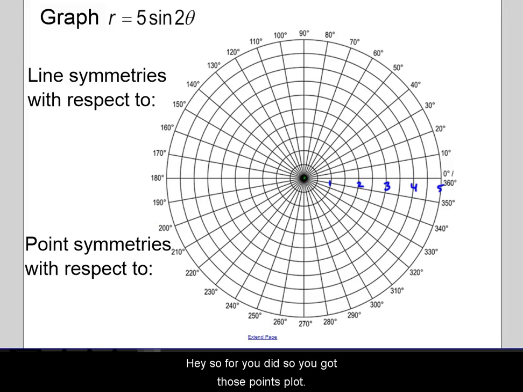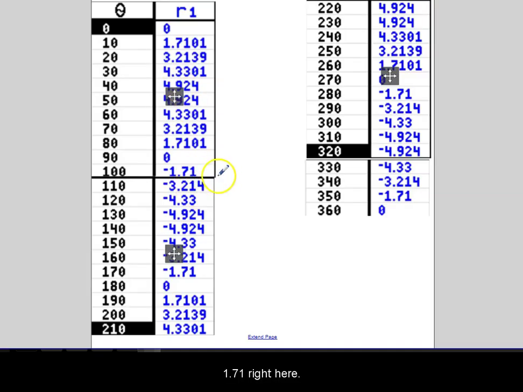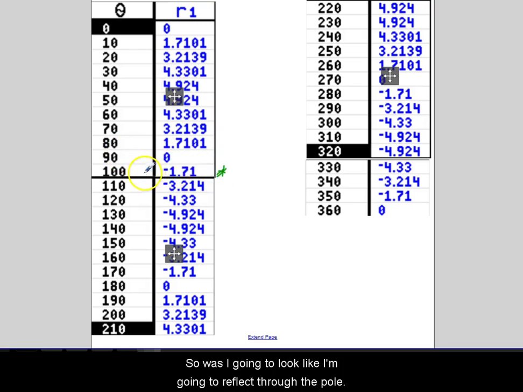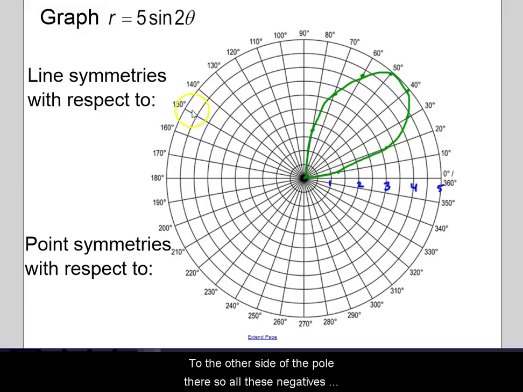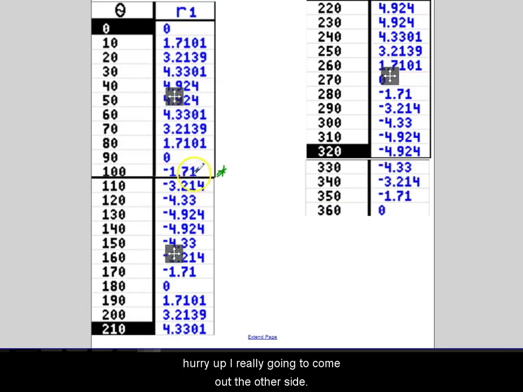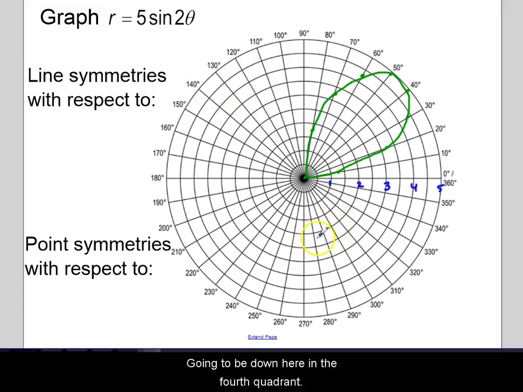Okay, so hopefully you did so. You got those points plotted, and I'm going to go ahead and make the graph. Okay, so now I've got one petal drawn. At the angle of 100 degrees, I have a radius of negative 1.71, right here. So what's that going to look like? I'm going to reflect through the pole to the other side of the pole there. So all these negatives are really going to come out the other side. They're going to be down here in the 4th quadrant.